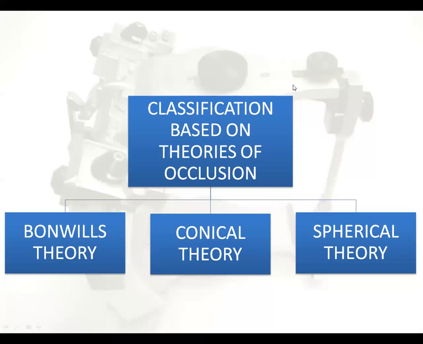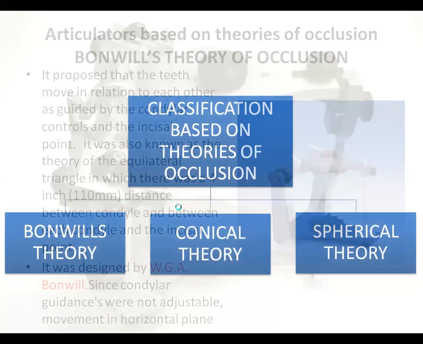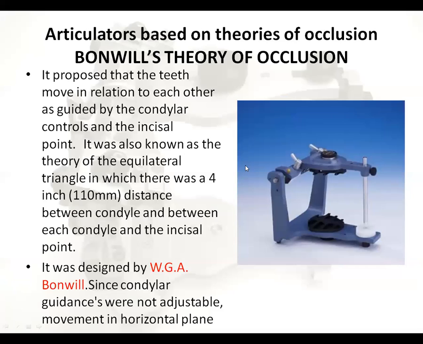Okay, based on the classification of theories, we divide the articulators into three categories. The first category is Bonwill's articulator. The second category is conical theory articulators and the third is spherical theory articulators. So basically, these are the three types of articulators based on the theories of occlusion. The first and foremost is Bonwill's theory of occlusion. As the name indicates, it was given by Bonwill. Okay. The articulator was designed by himself.